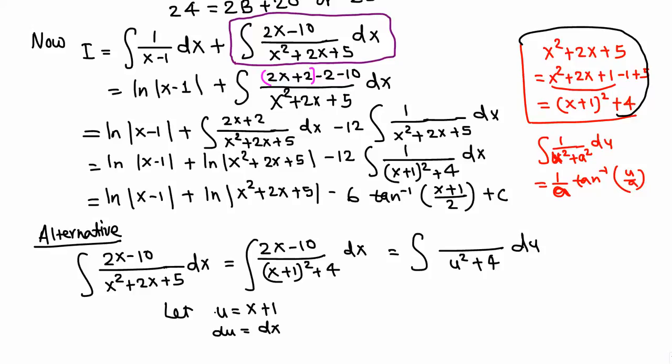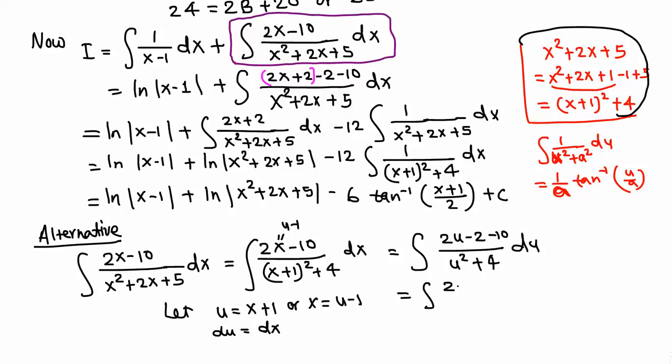So 2x, so u equals x plus 1, or x is the same as, subtract 1 from both sides, u minus 1. When we let u be x plus 1, that is the same as x equals u minus 1. So this is 2 times u minus 1. So 2u minus 2. Because x is u minus 1, distribute, minus 10. Okay, and minus 2 minus 10 is minus 12, and we can separate into two fractions now.